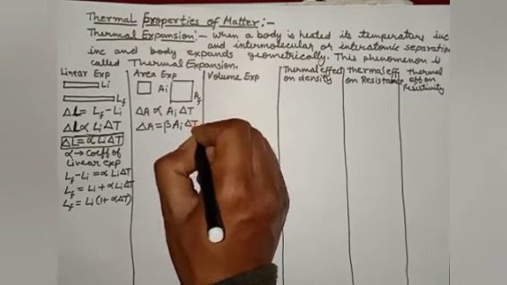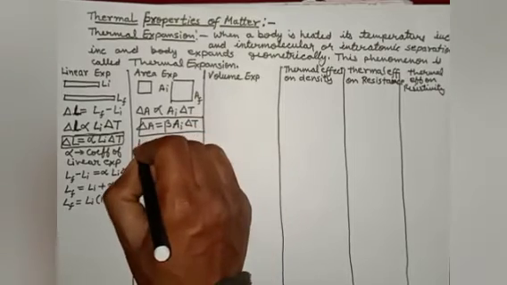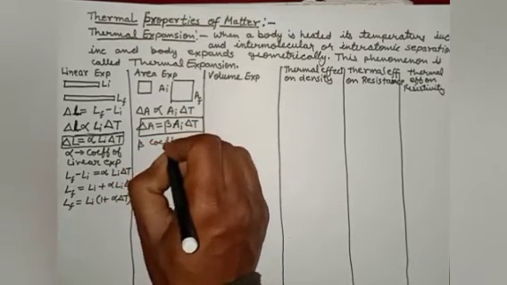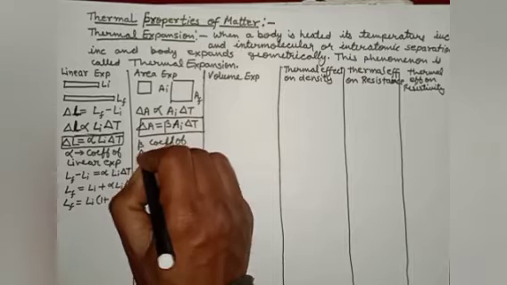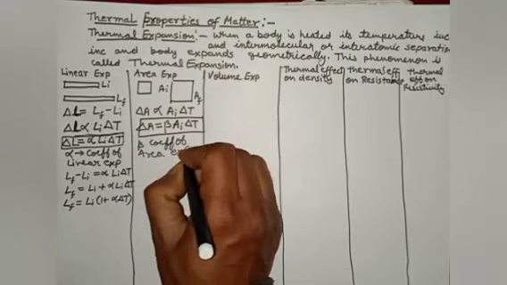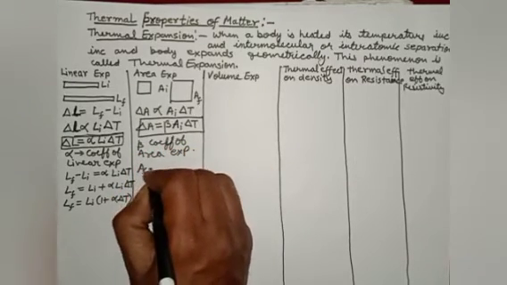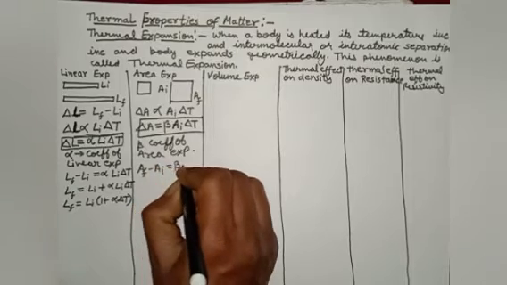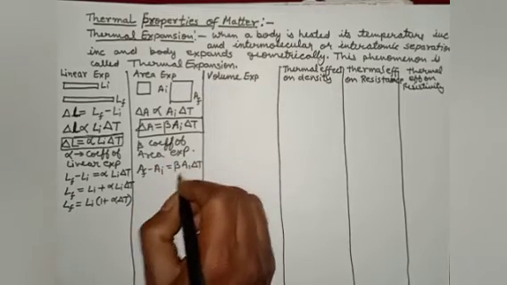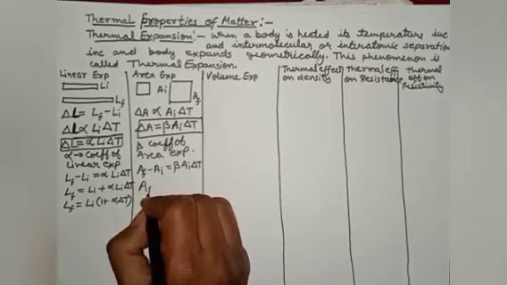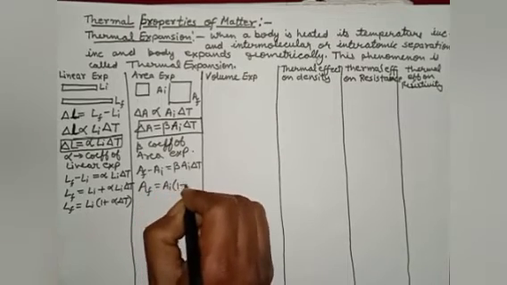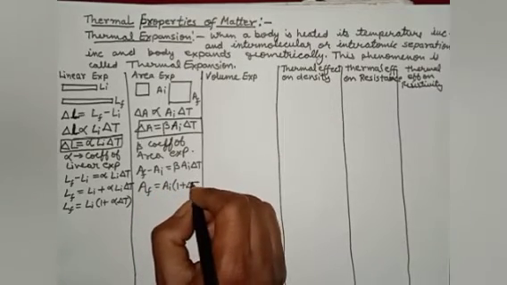Ai delta T, where beta is the coefficient of area expansion. So Af minus Ai is equal to beta Ai delta T, and I am directly doing it. Af equals Ai times (1 plus beta delta T).